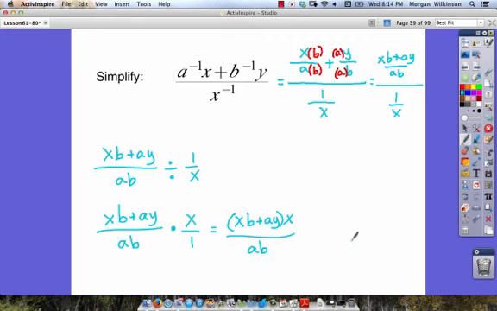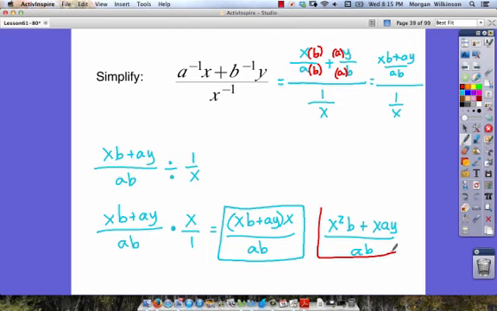Now when we're here, we've got an option. We could use the distributive property to multiply through, or we could leave our answer like this. This is one potential answer. This one would get you full credit. If we use the distributive property, well, x times xb, that's going to be x squared, and then we're going to have b, because x times x is x squared, then we multiply the b. Then we get plus xay all over ab. We can't simplify that, so we're all done. This would be another possible way to report your answer.